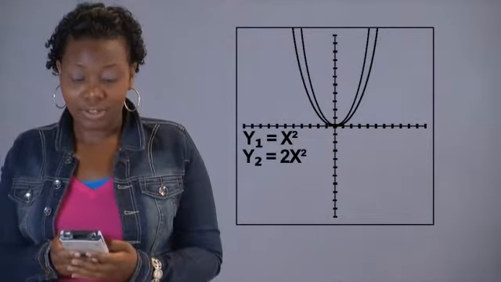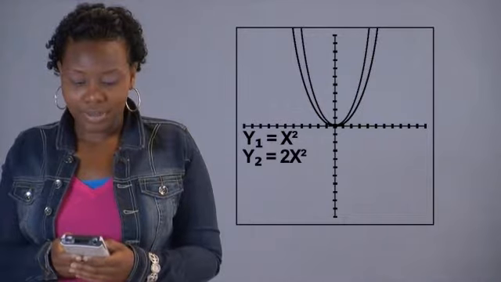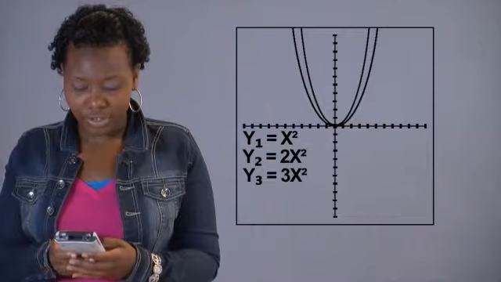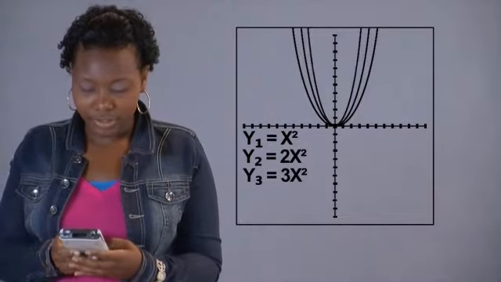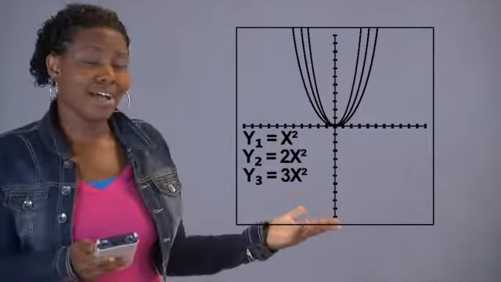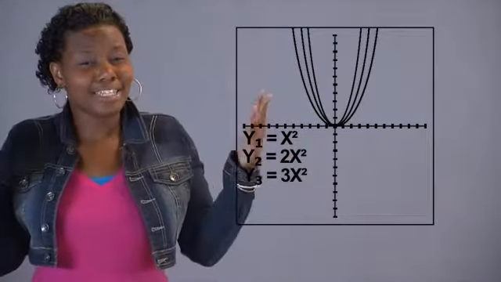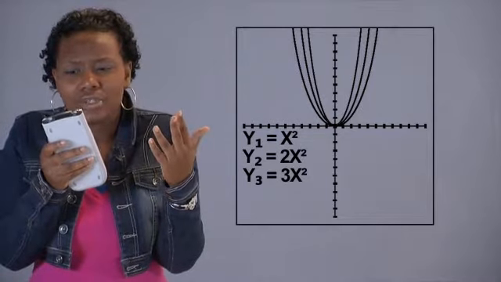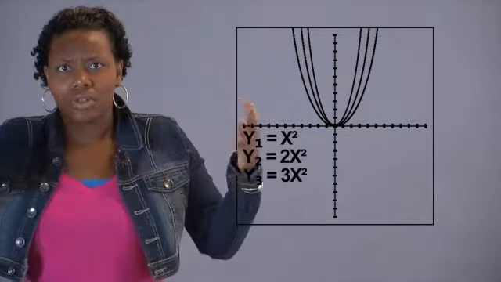Wow, notice what's happening. Let's try one more. y is equal to 3x squared. I don't know what's happening on your calculator, but for mine, it looks like the graph is coming in more. It's closing in. I wonder what I can do to make it come out or open wider.